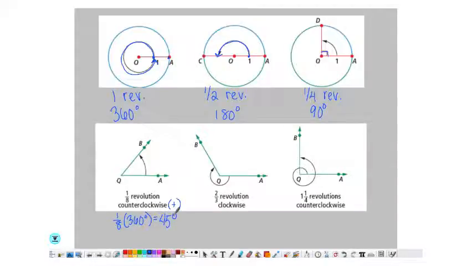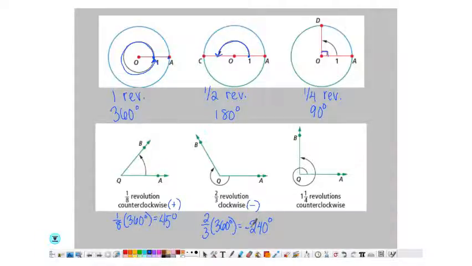Let me just check our calculator real fast. Yep. And then we want to do a 2/3 clockwise rotation, so that would be a negative rotation. To find the degrees, we would do 2/3 of 360, which is 240 degrees, but it's a clockwise rotation, so we make our answer negative.